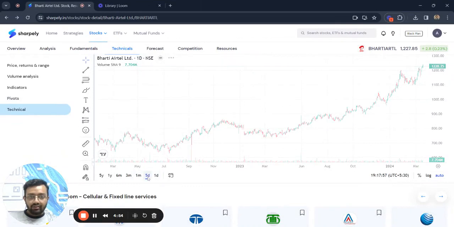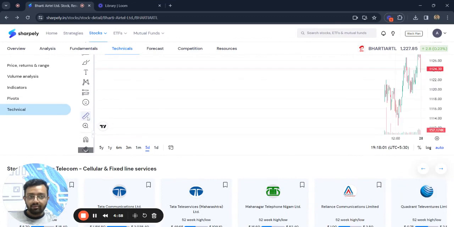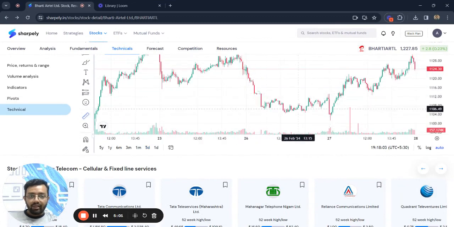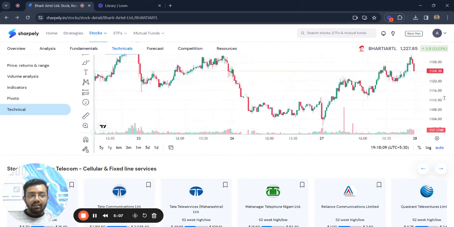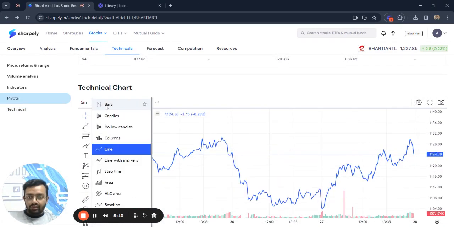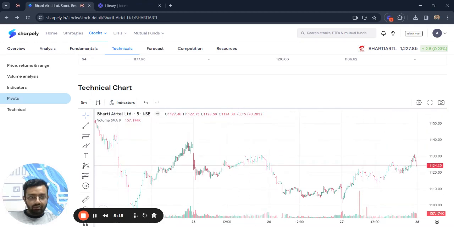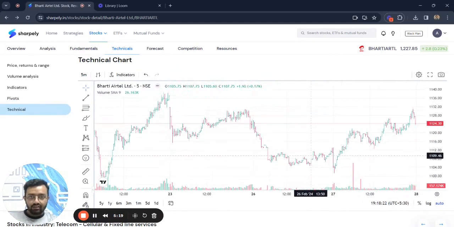You can see the price data across different time frames. You can measure the moves, like how many percentage, how many candles, how many bars. And you can also change the chart type. This is candles. You can change it to a line chart. You can change it to bars. So all the free functionality of TradingView is provided in these charts.